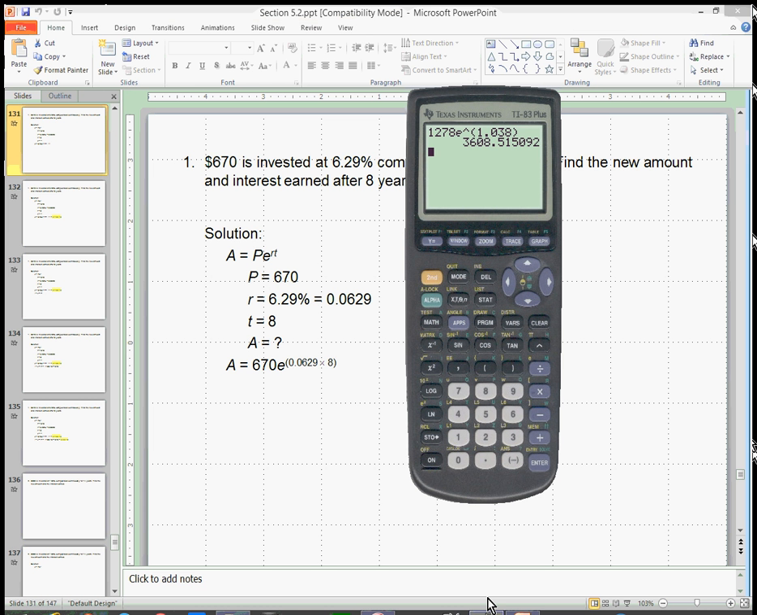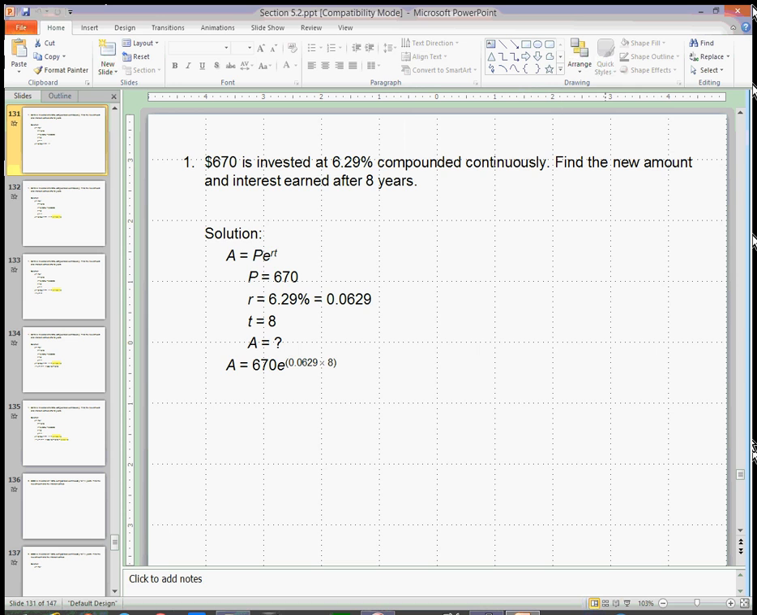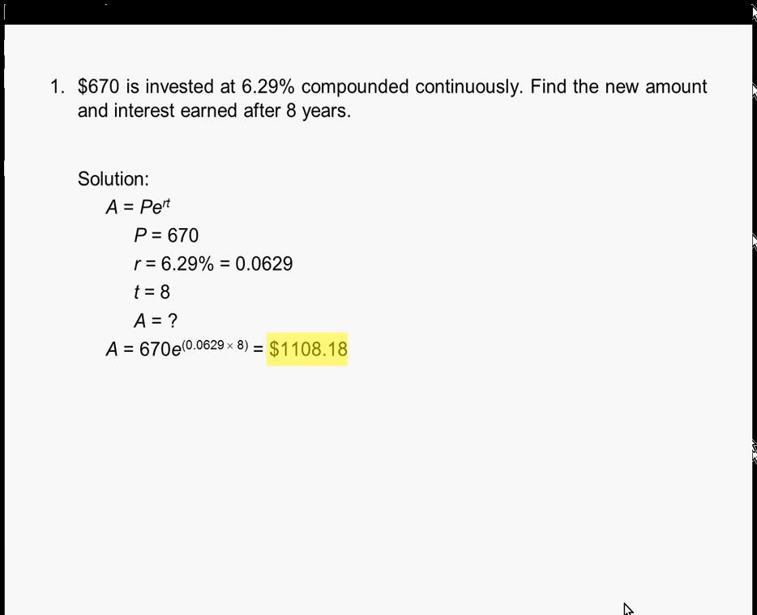If we take out the calculator, okay, let me clear that. Let me set my mode to 2, so setting my float to 2 for money. Okay, so I've got 600 second e to the x 0.0629 times 8, close parenthesis. I'm getting $1,108.18. Okay, remember, do not round any intermediate calculations. So $1,108.18. Okay, remember the interest earned, it's A minus P. So 1108.18 minus 600, we have earned $508.18.